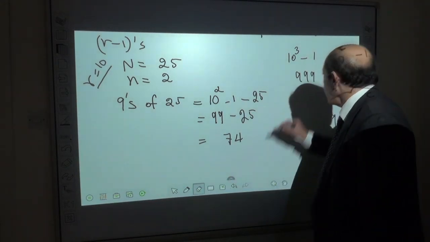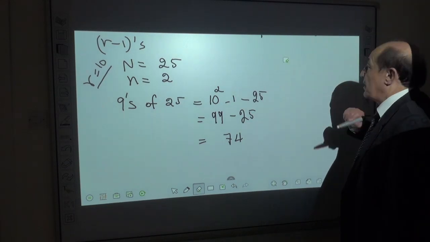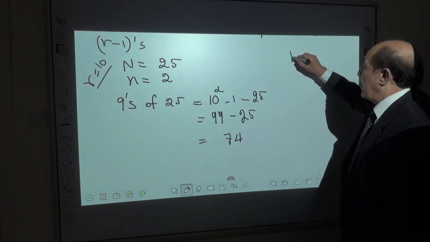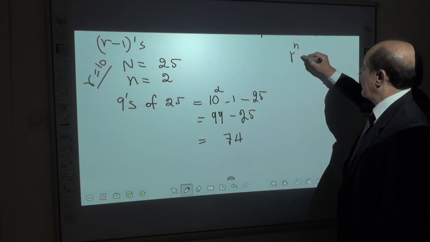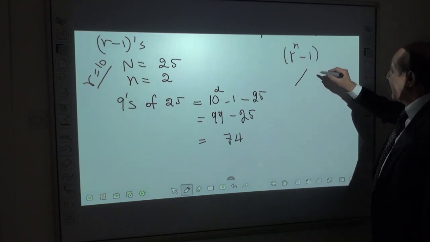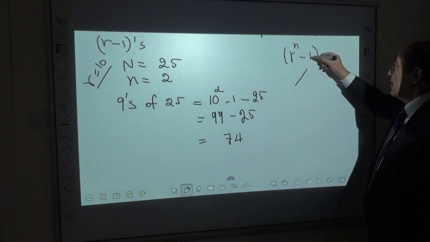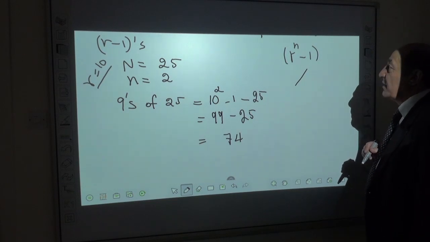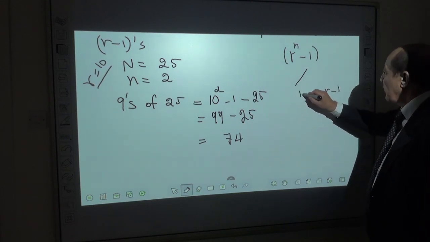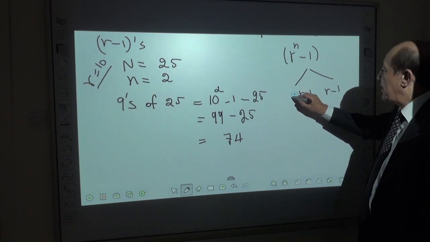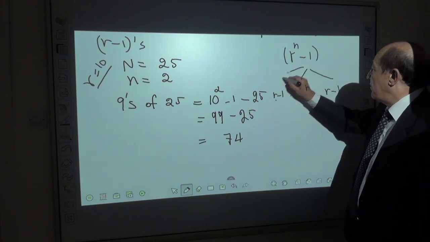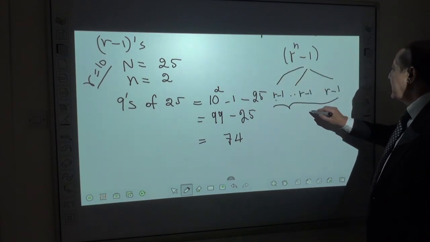For example, in any base R numbering system, R to the power n minus 1 produces the largest digit in the R numbering system, which is R minus 1, R minus 1, R minus 1, etc. R minus 1 digits, and the number of these digits is n.